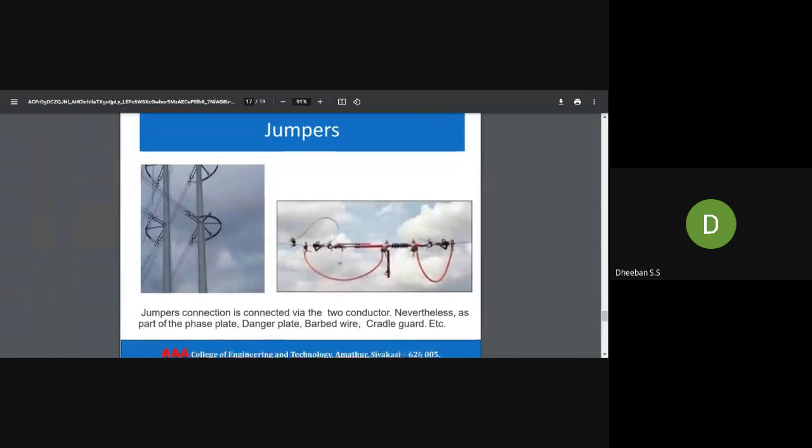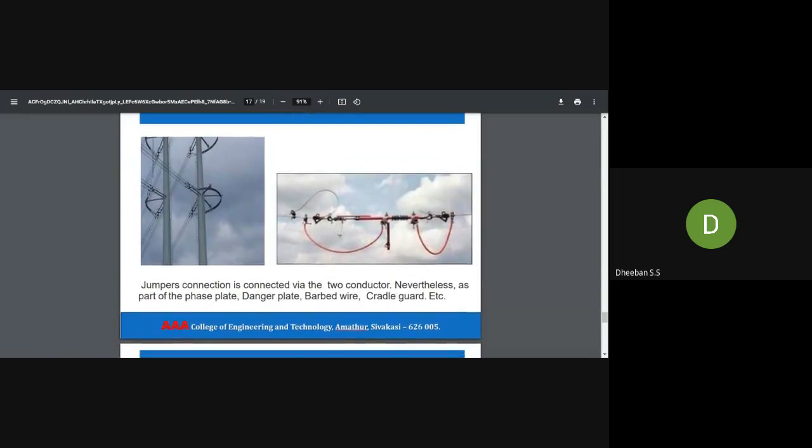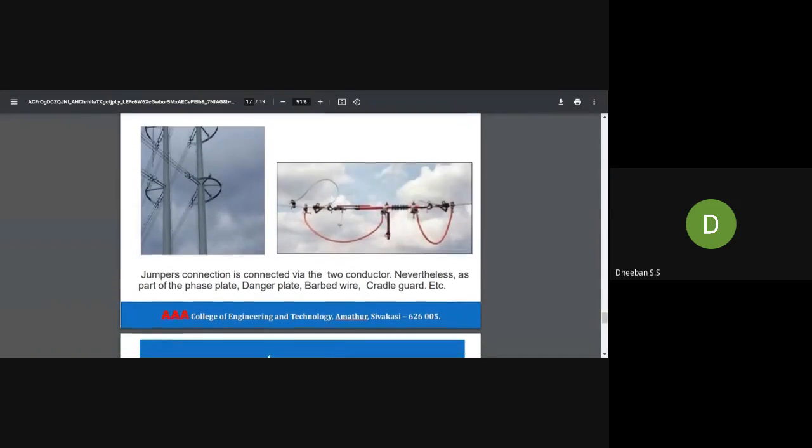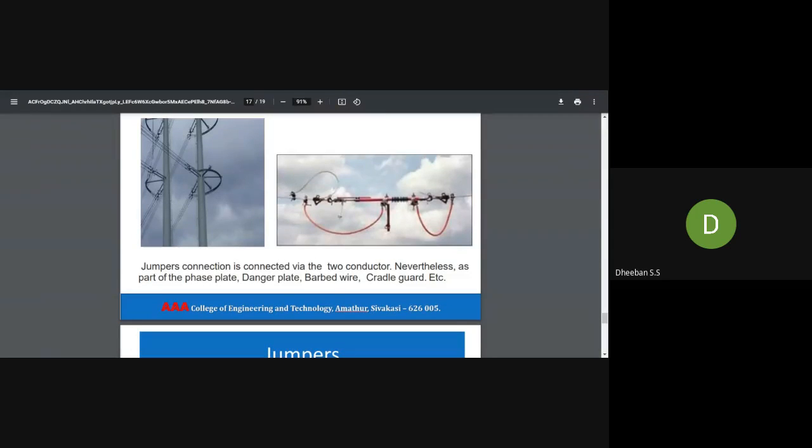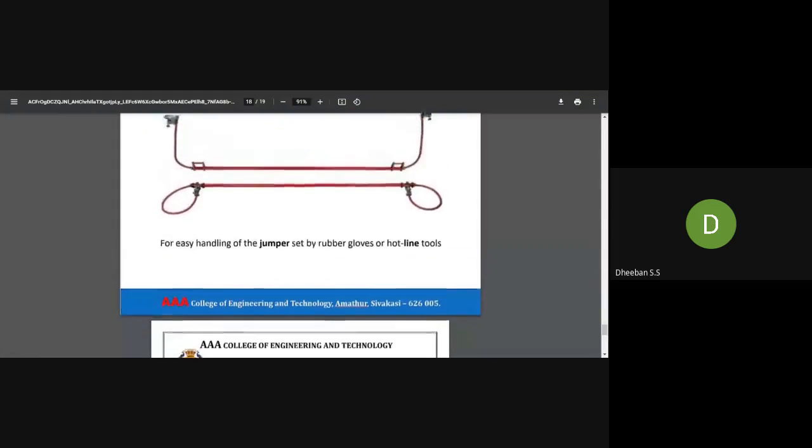So next is the jumpers. It is nothing but the connections taken between two conductors. These are some of the types. Here you can see it.